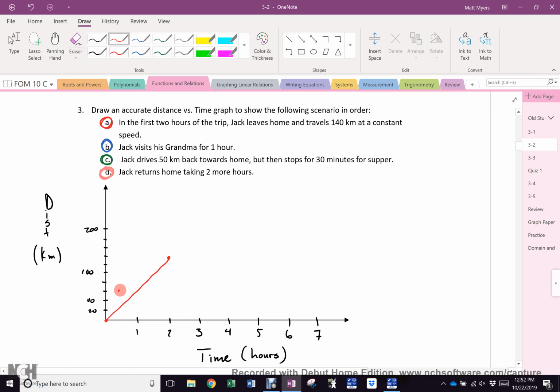Because a straight line means constant. Now, is that really possible? No. Can you drive out of your driveway and immediately be going 70 kilometers an hour? No. And can you maintain 70 kilometers an hour somewhere? No, there's stops and starts, right?